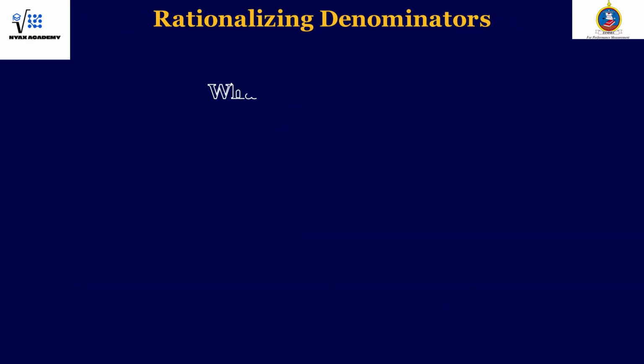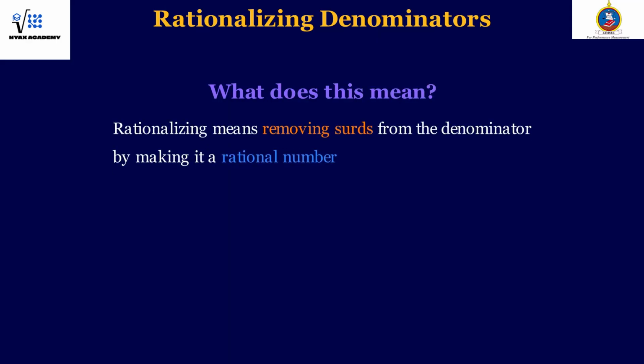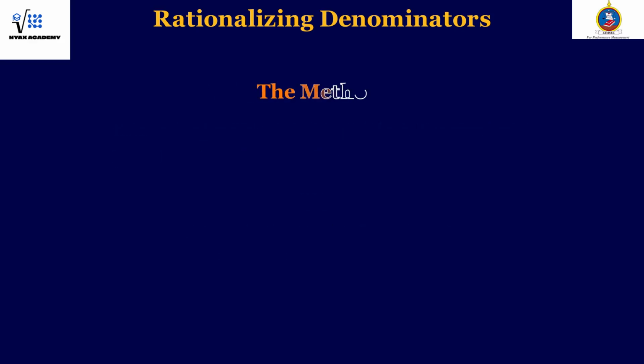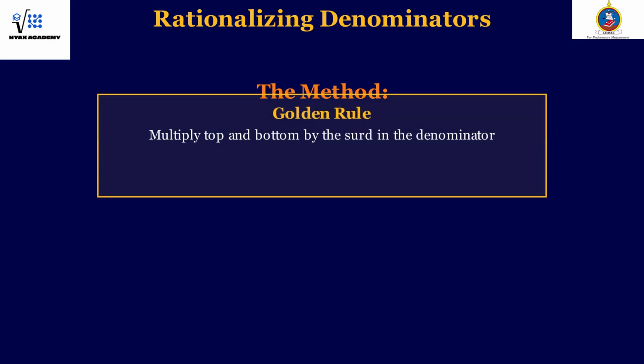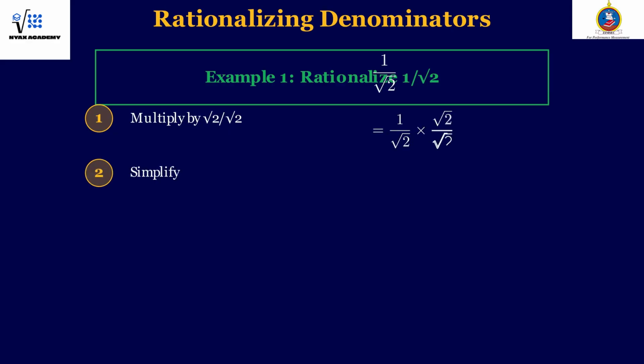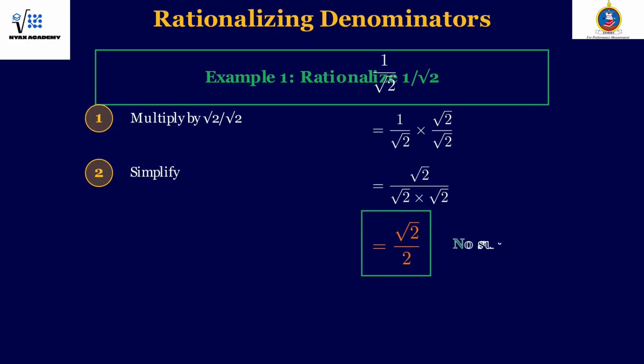Rationalizing the denominator means removing the surd part from the denominator, making it a rational number. We do this because it is considered proper mathematical form and makes our calculations easier. The method we use is to multiply the top and bottom by the surd in the denominator. For example, 1 over the square root of 2: we have to multiply by the square root of 2 on both the numerator and denominator, simplifying to the square root of 2 over 2. Now there is no surd in the denominator.